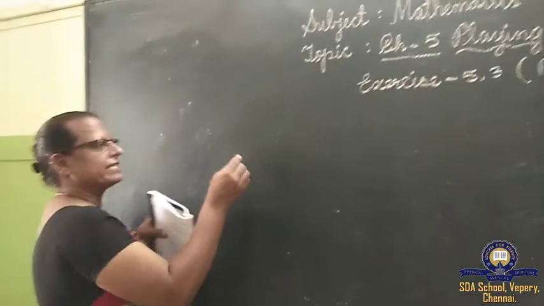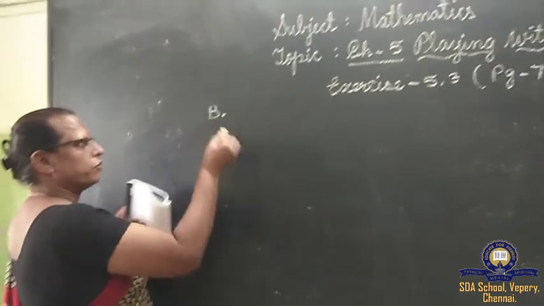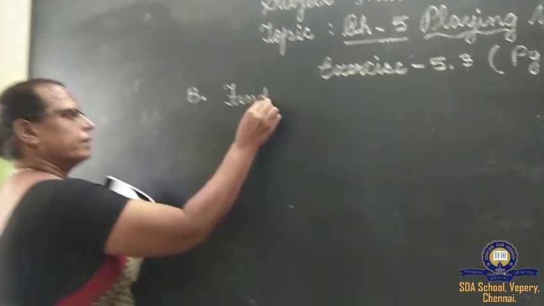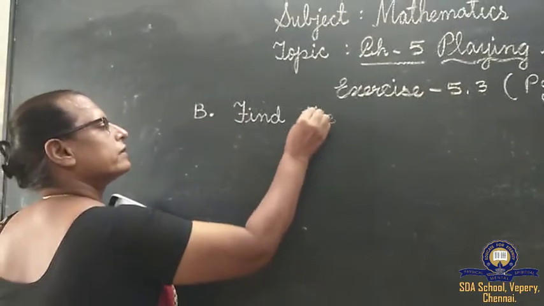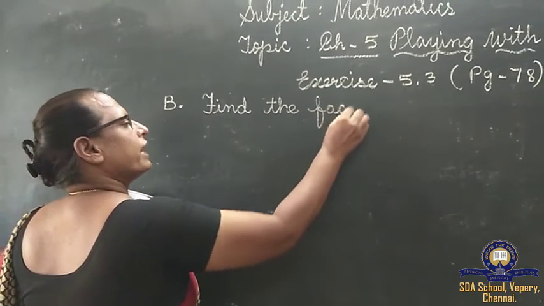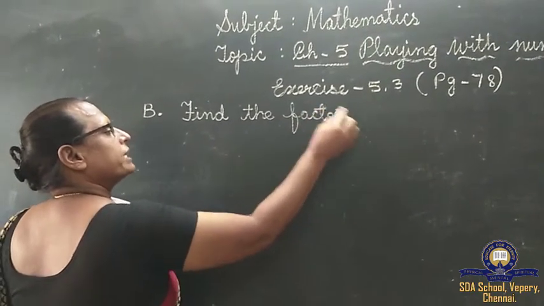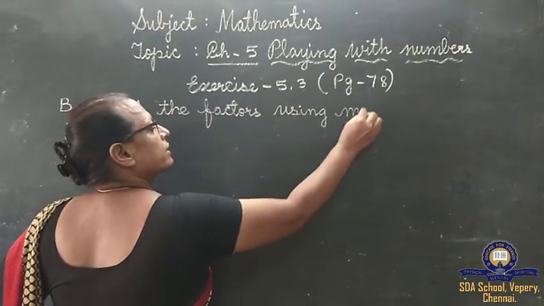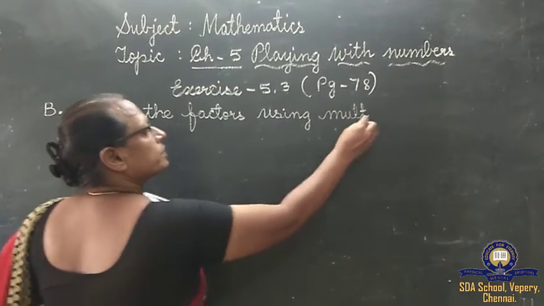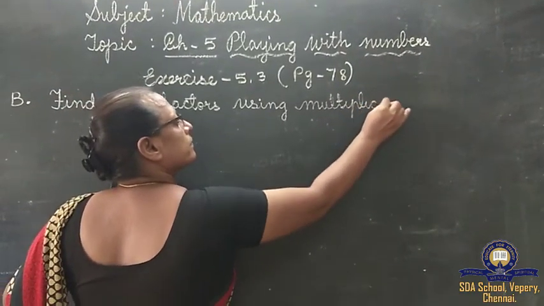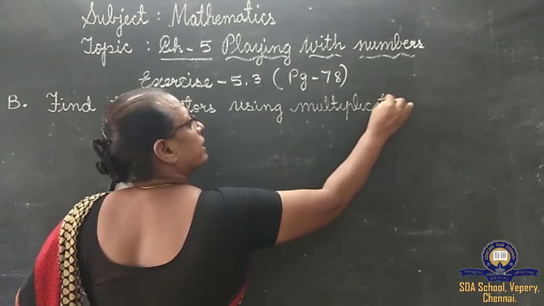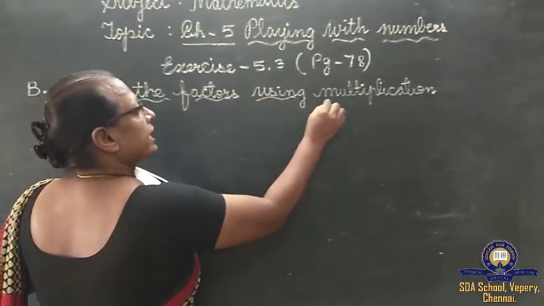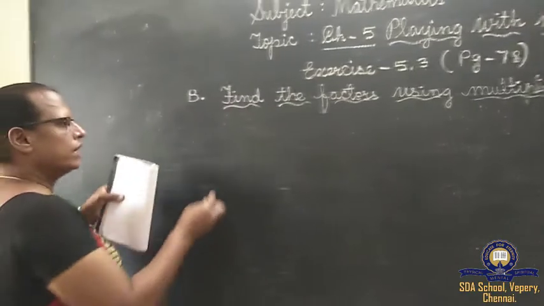See, the first one, the A sum, you need not do. I will do the B sum only. What we are going to learn is to find the factors. Find the factors using multiplication. Few sums we will see today.